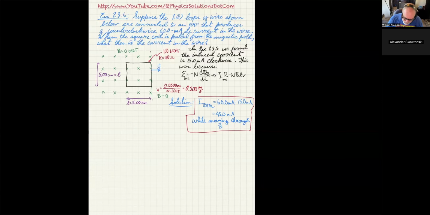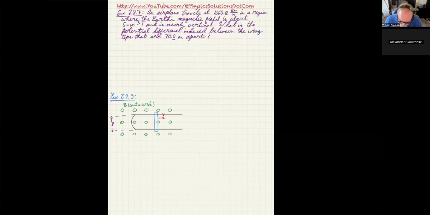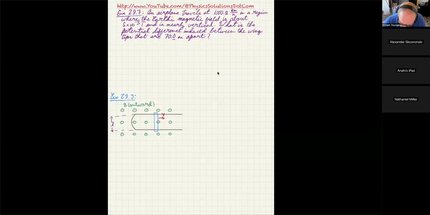So there's example 29.6. I want to go on to 29.7. This is an application of that same equation that I just used. For instance, we found last time that the induced EMF is E equals N times B times L times V. So we know that we're going to make use of that. But in this case, I'm going to read the problem and let you see what we're going to do with it.